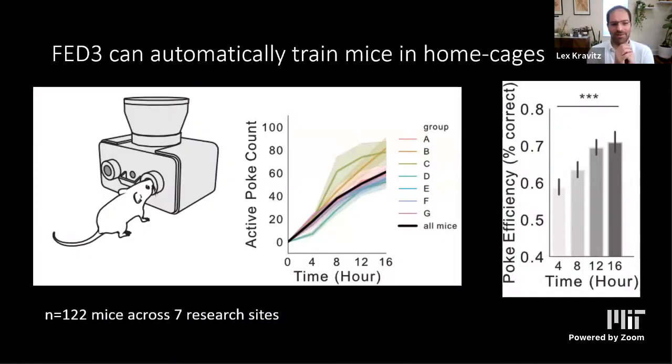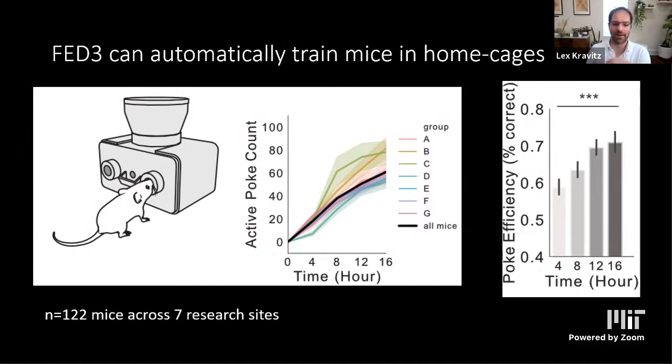All right, so back to the mice. So what can this FED3 do? The main advantage of putting it in the home cage, or there are several advantages, but one of them is that we can use it to automatically train mice. And what I mean by that is we can put it in the home cage, have animals be completely naive, and have them figure out what the game is.